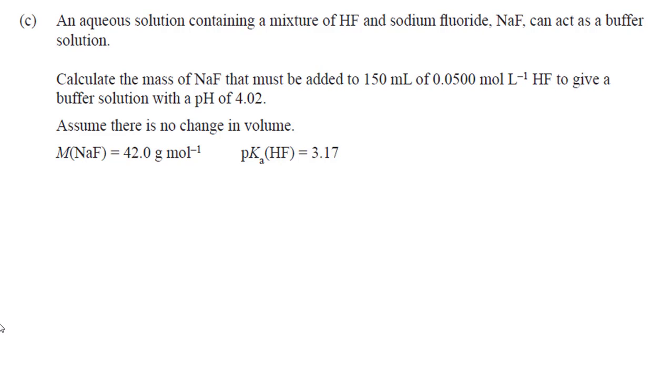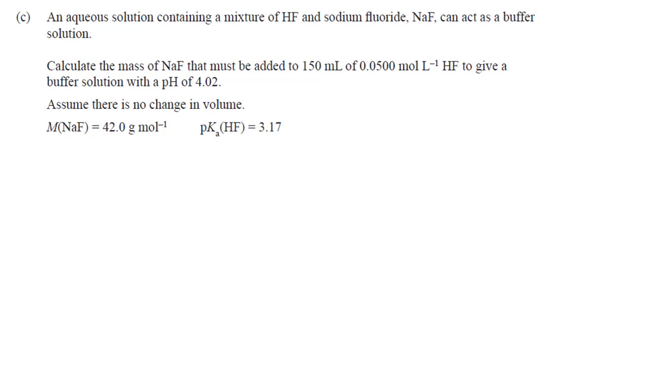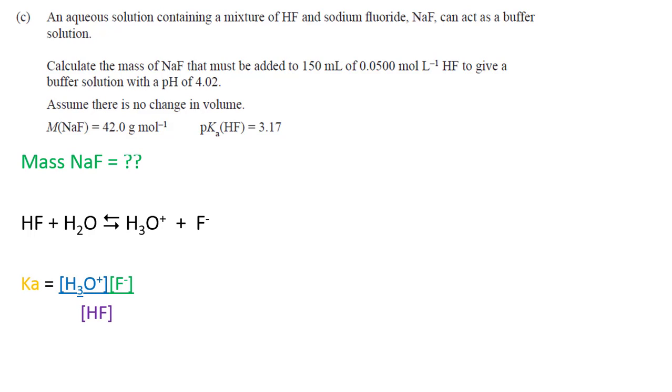So there's lots of information there. We need to calculate the mass of NaF using all the other information. So here's how to go about doing that. With buffer solutions, the easiest way I think that you can calculate what you need is to use your Ka expression, which you derive from whatever the weak acid is in the solution. So in here we can write an equation for the dissociation of HF in water, and then from that we can write a Ka expression.